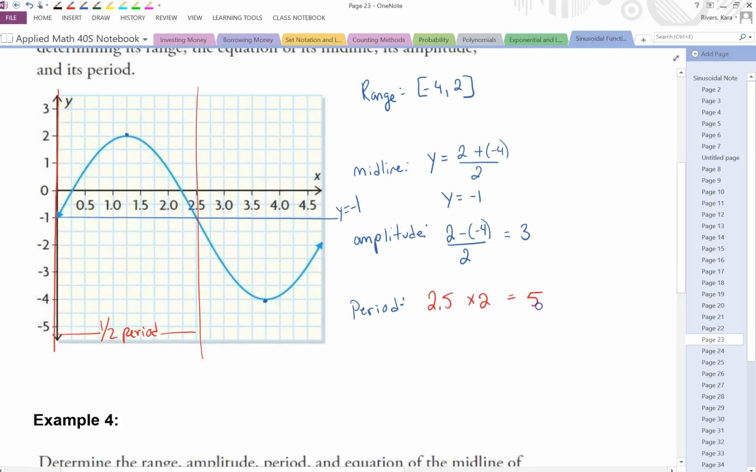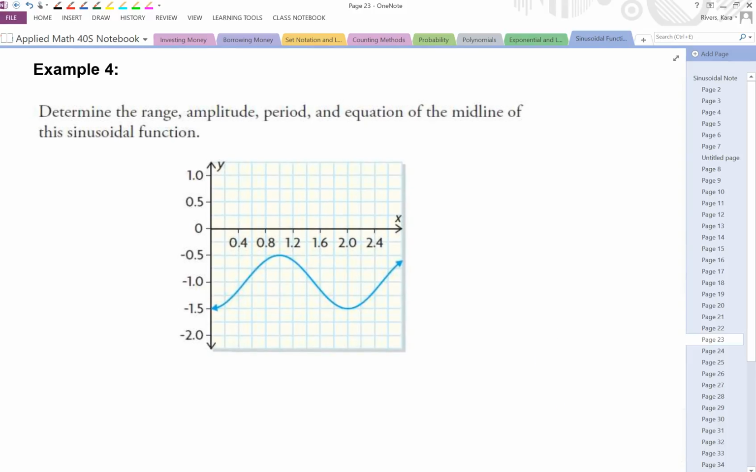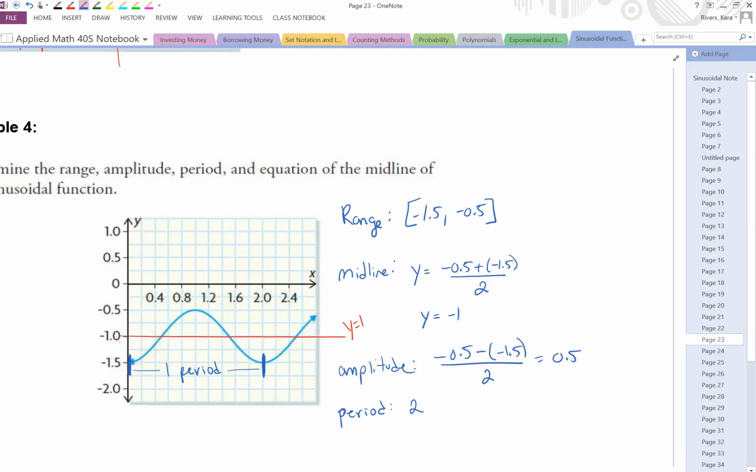Alright, go ahead and try example 4 on your own, and then press play and check your answer. It's the same idea. Determine the range, amplitude, period, and equation of the midline for the sinusoidal function. Alright, so checking your answer here, you should see the range goes from -1.5 to -0.5. You've got your equation for your midline, and I've drawn that in at y equals 1. Amplitude is 0.5, and the period you can see is 2.